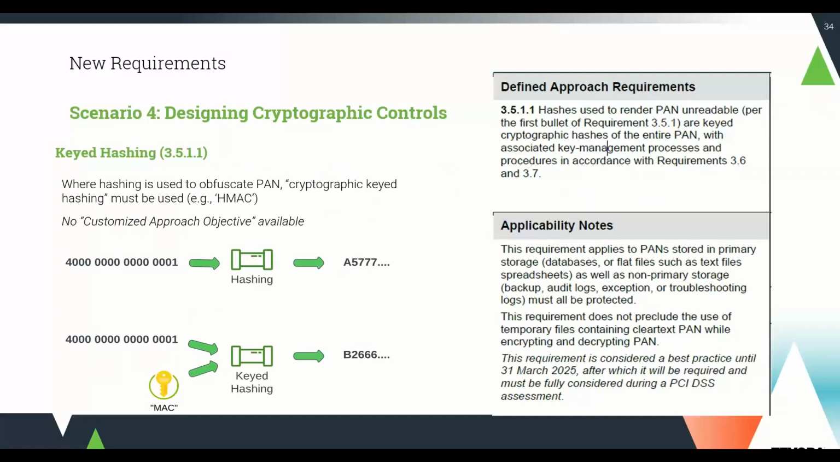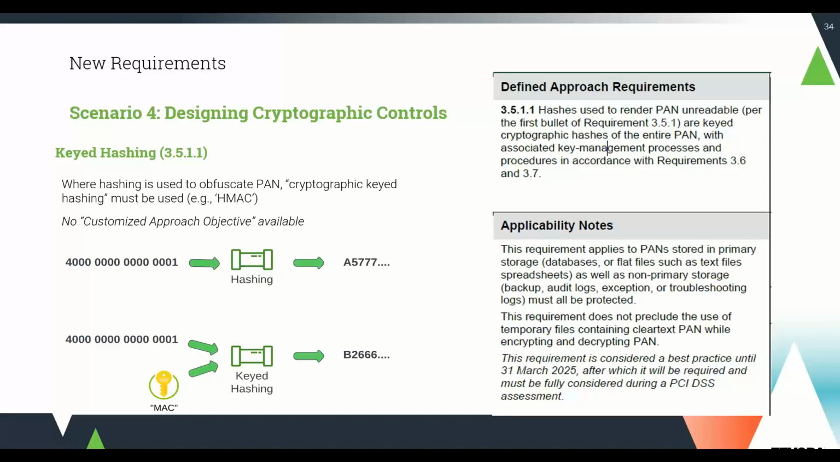So the next scenario, we're going to go over one aspect of cryptography. If you're looking at your cryptographic controls or architecture, consider that if you're using hashing to obfuscate PAN, the DSS now requires that a cryptographic keyed hashing algorithm must be used. The most common example that we see is HMAC. Unfortunately, there's no customized approach objective available for this one. So if you're using hashing, there's no way to get around this.